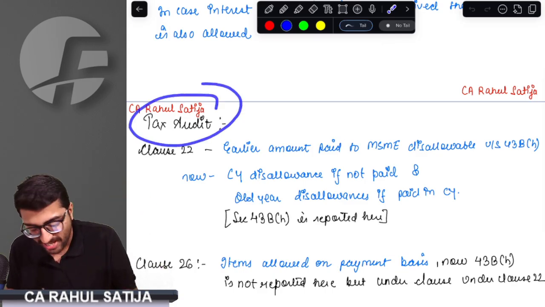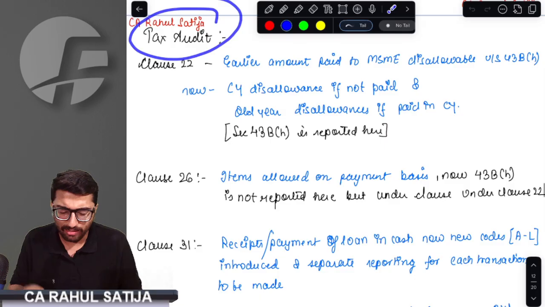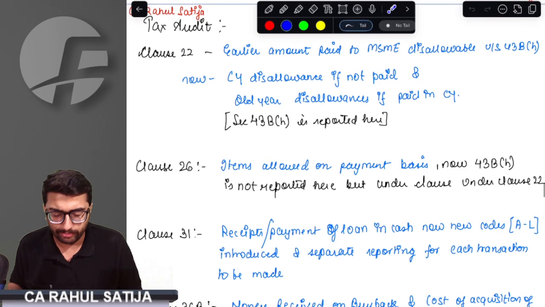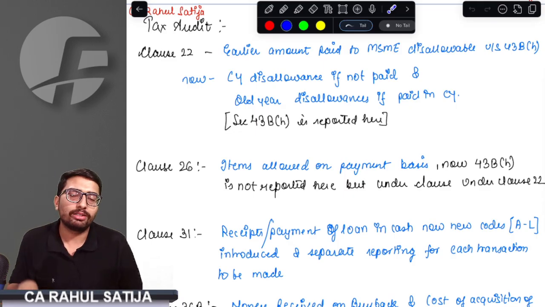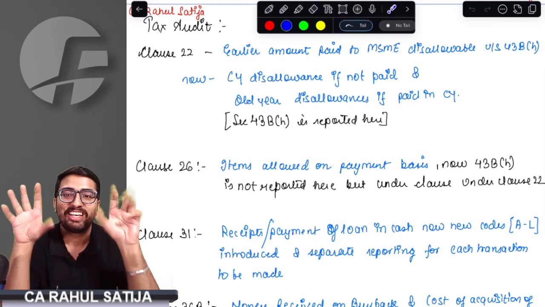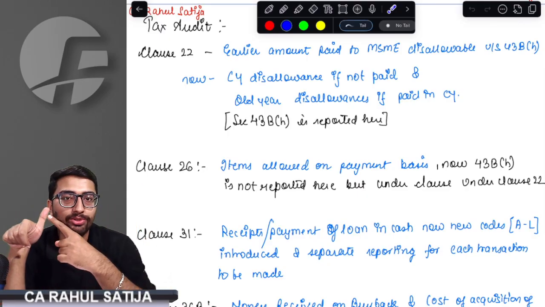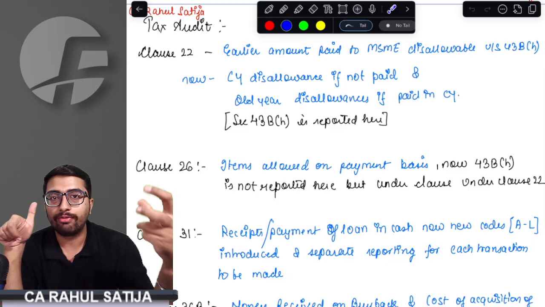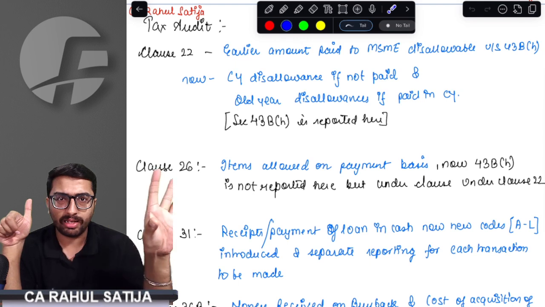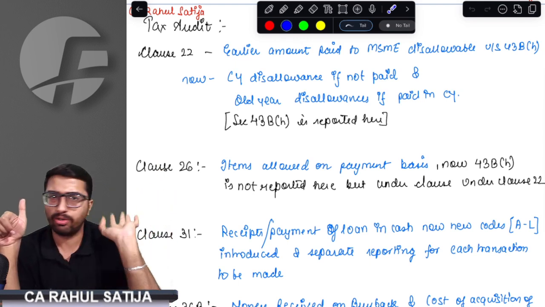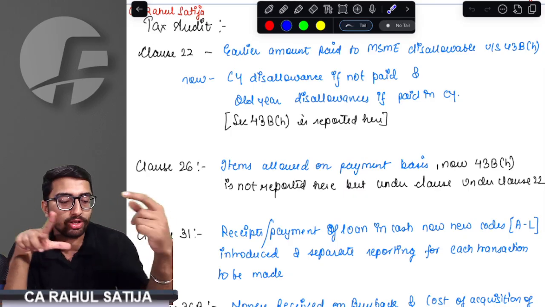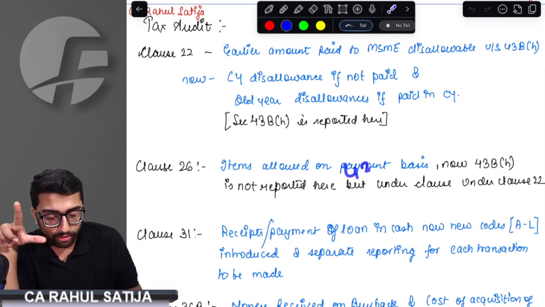Okay. Sir, amendments in tax audit. Sir, there are minor, micro amendments in tax audit. A few of them only are important. See what happens is, there are two clauses, clause number 22 and clause number 26. Clause number 22 used to talk about what all payments you have to make to MSME enterprises. Whenever you make any payment to MSME enterprises, if it is outstanding, you were required to report under clause 22. Correct? Yes, sir.